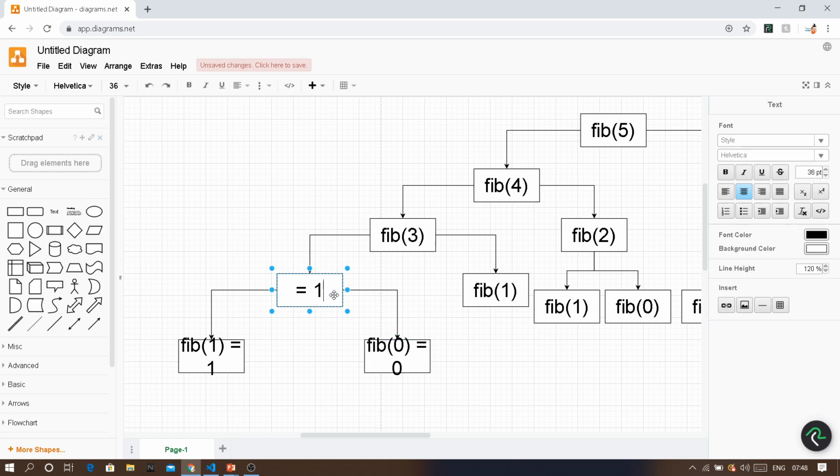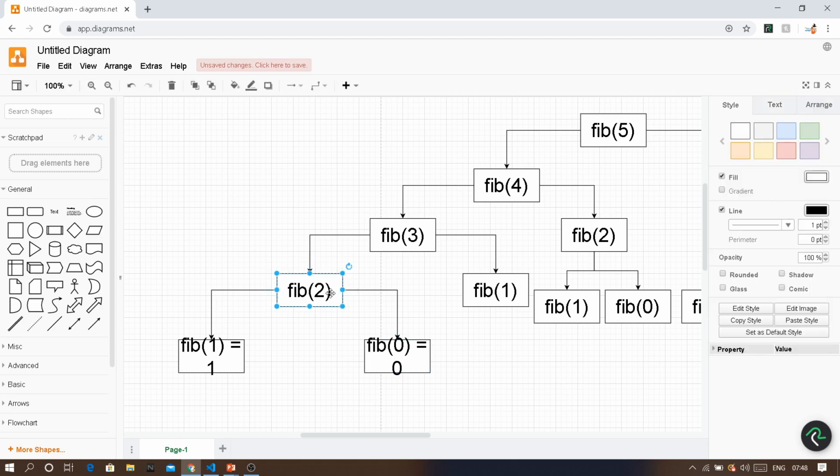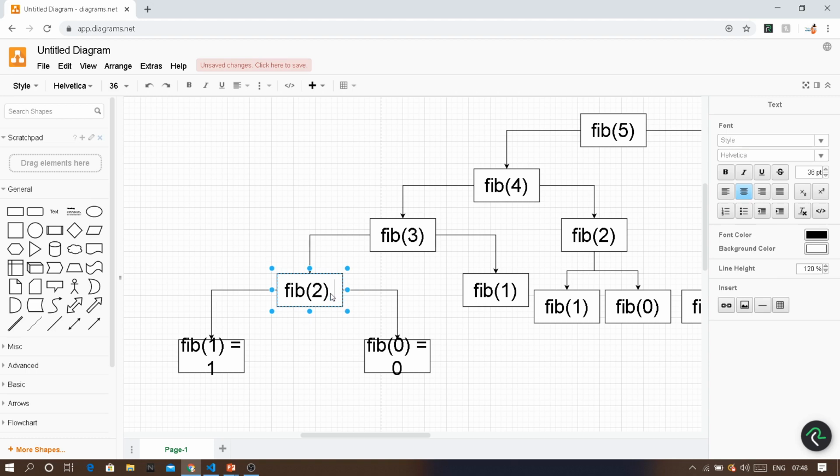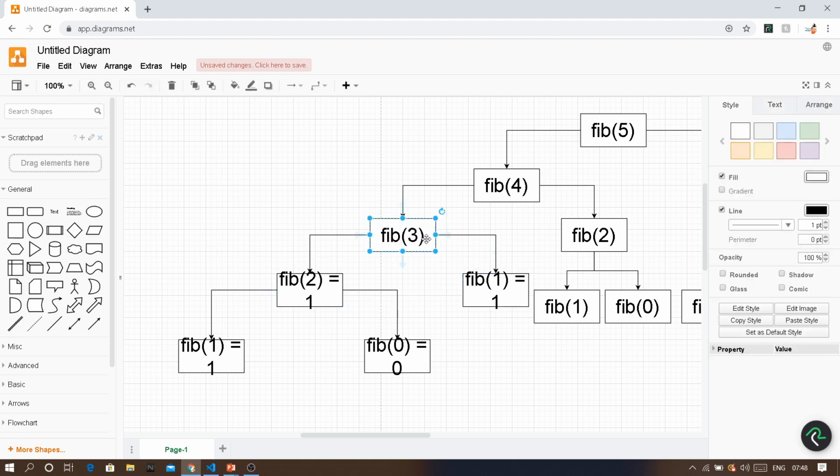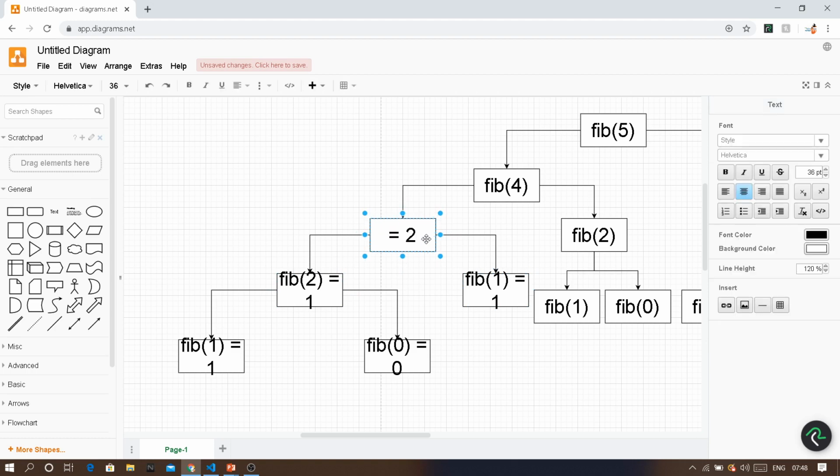Why? Because Fibonacci of n is equal to Fibonacci of n minus 1 plus Fibonacci of n minus 2. So adding the answers of both of these, we get the answer of Fibonacci of 2, which is 1. Okay, fine. What is the answer of Fibonacci of 1? Fibonacci of 1 is equal to 1. So adding 1 plus 1 will be the answer of Fibonacci of 3. So 1 plus 1 is 2. So Fibonacci of 3 is equal to 2.